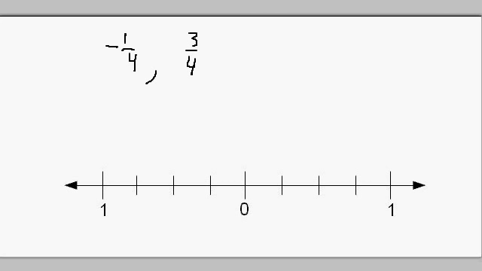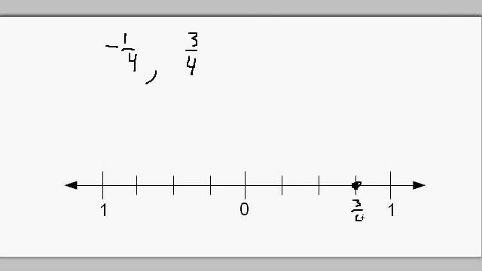Now let's look at graphing a fraction on the number line. Alright, so to graph a number on the number line, we want to graph -1/4 and 3/4. Well, you can see here we have 1, 2, 3, 4 equal parts. Okay, so let's graph the 3/4 first. So we have 4 equal parts, so the 3/4 would be at 1, 2, 3.